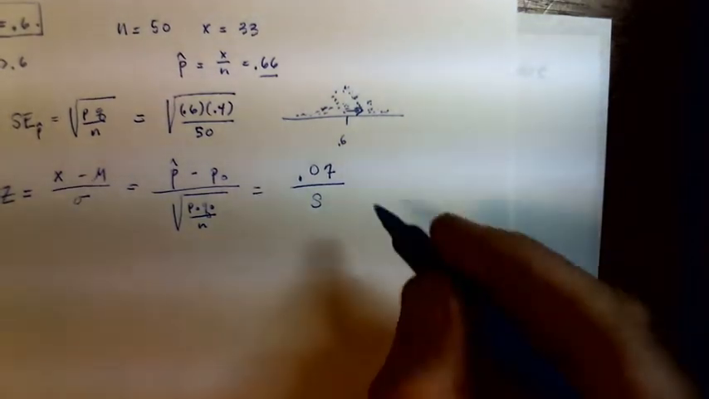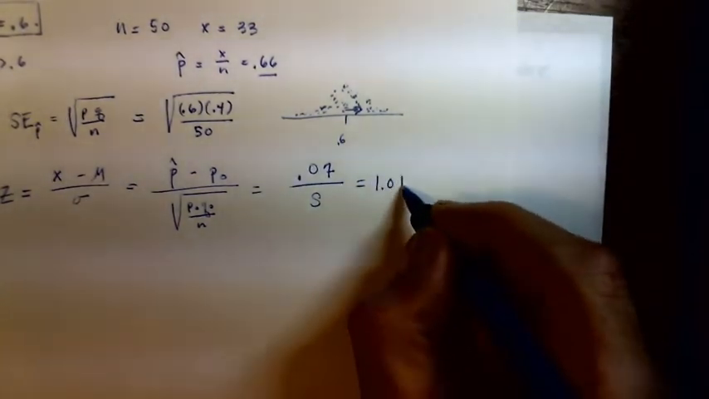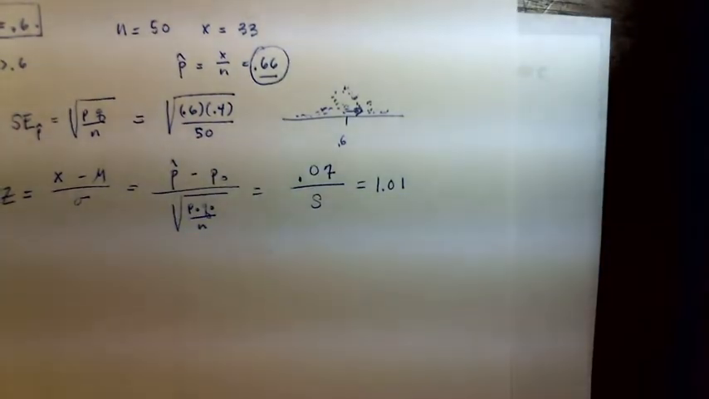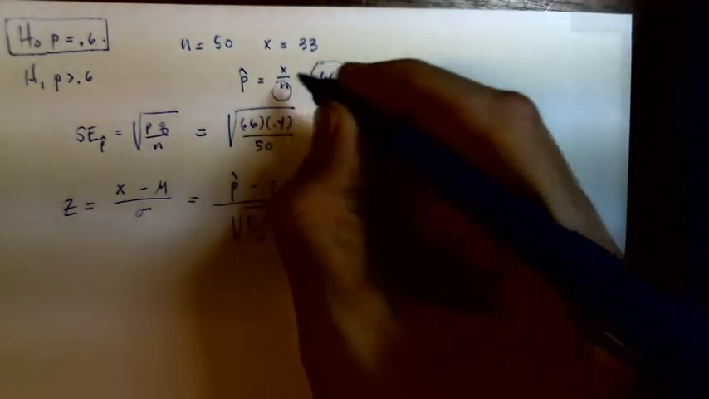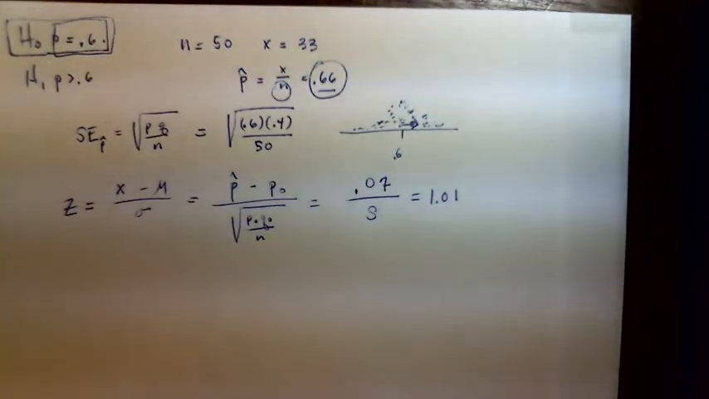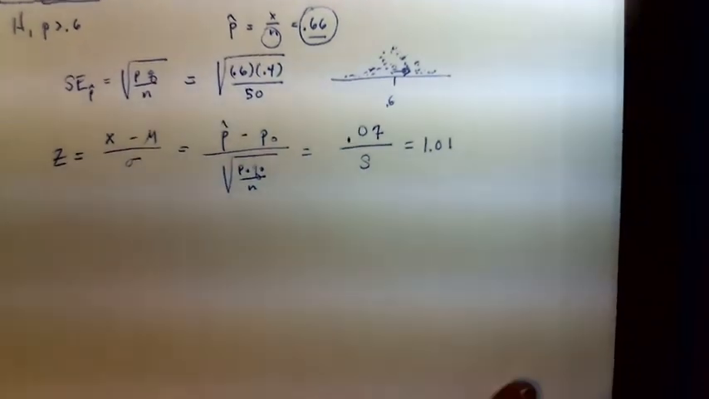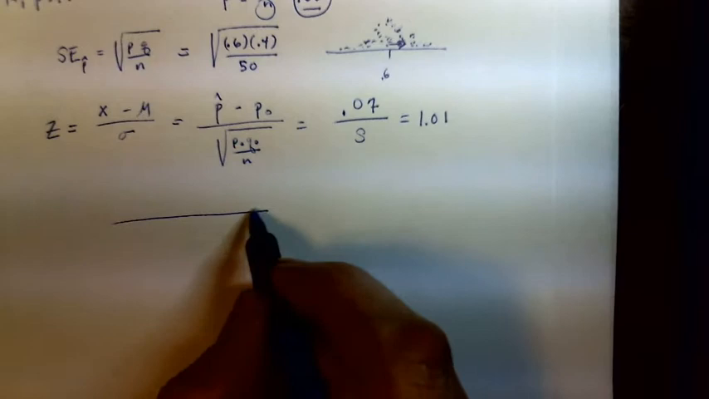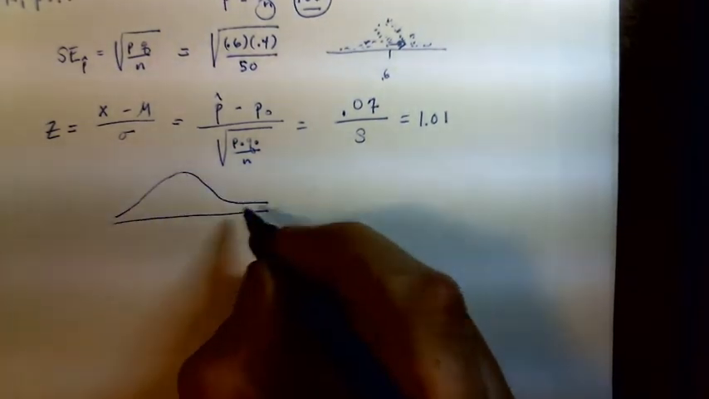So it turns out that this is about one standard deviation above the mean if n is equal to 50 and the mean is 0.6. We know that that's not close to 2 standard deviations away. Let's see what our actual p-value is.